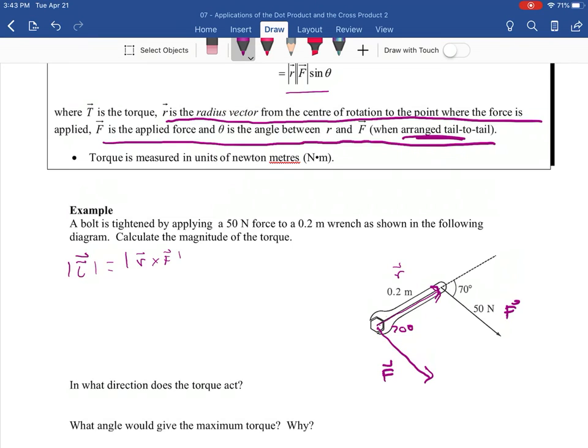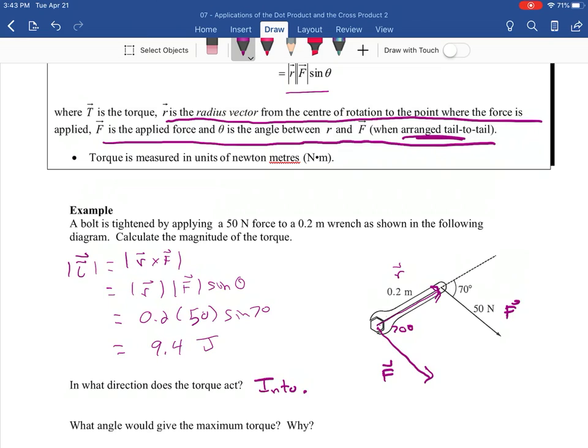So to find the magnitude of torque, we go magnitude of R cross F, which is magnitude of R times magnitude of F times sine of the angle between them. I've set it all up right here, so I got 0.2 times 50 times sine of 70. When I multiply that all together, I get 9.4. And weirdly, it is a joule here, newtons times meters.